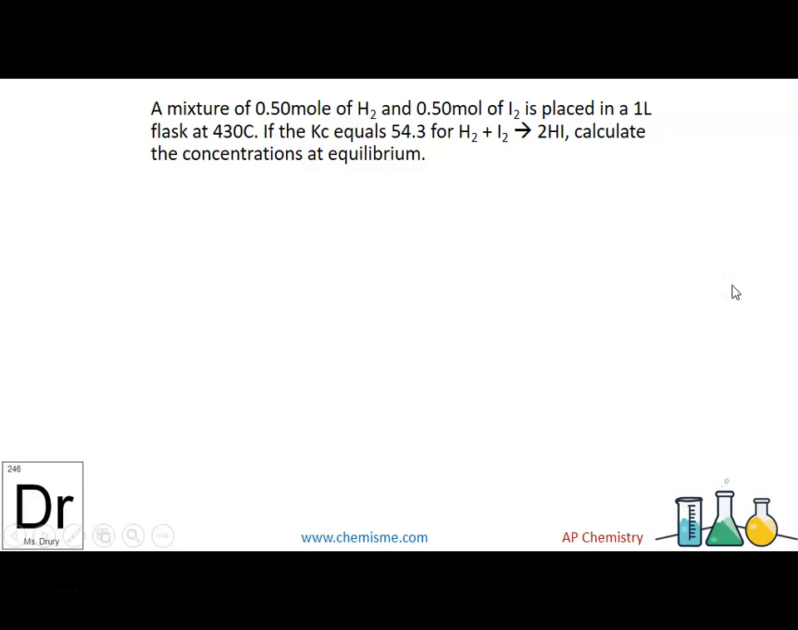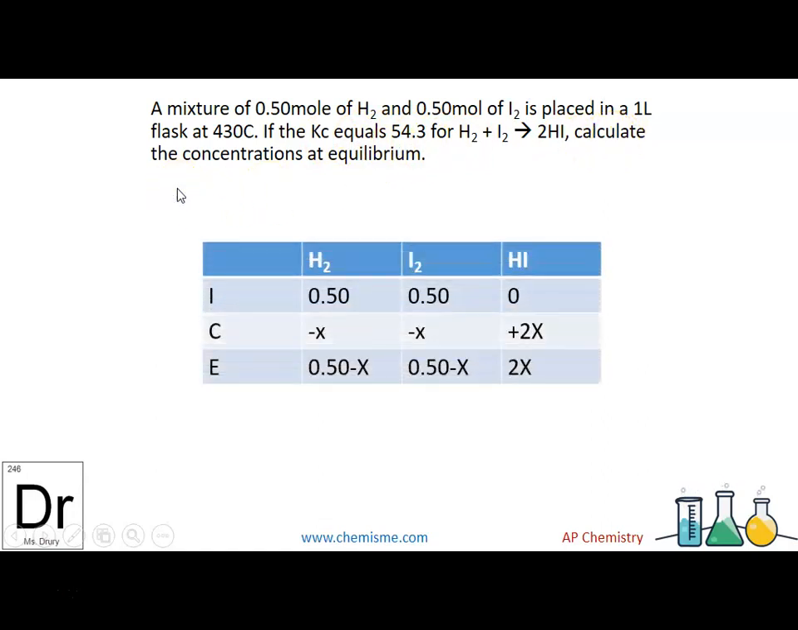Let's try another example. A mixture of 0.5 moles of hydrogen and 0.5 moles of iodine are placed in a 1 liter flask. It makes some HI at 430 degrees Celsius. If this Kc is 54.3 and this is the reaction, let's calculate all the concentrations at equilibrium.